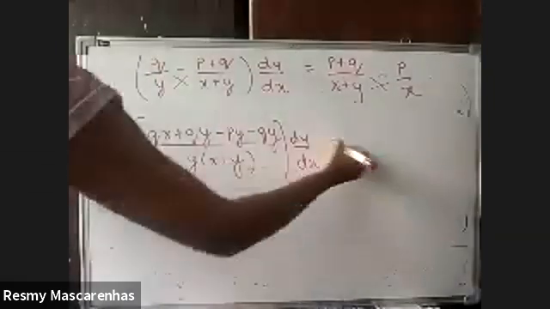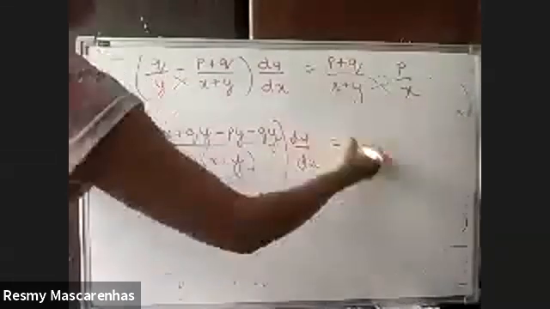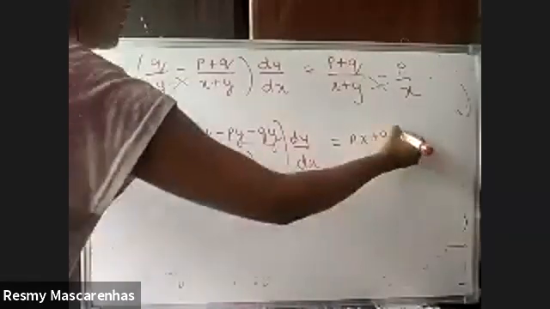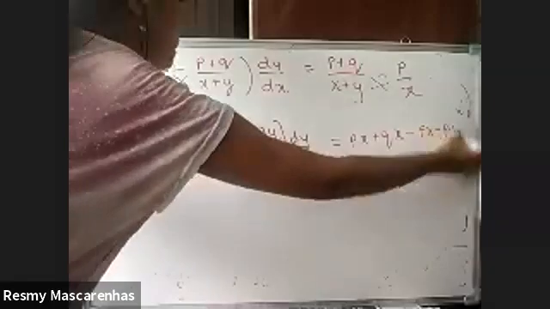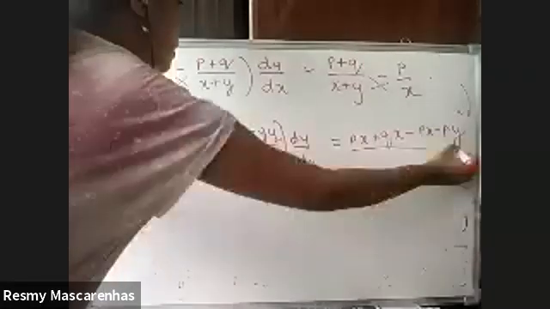Same way this side also. X will get multiplied to both the terms. So Px plus Qx minus Px minus Py upon X plus Y into X.